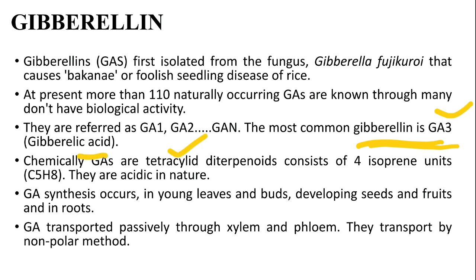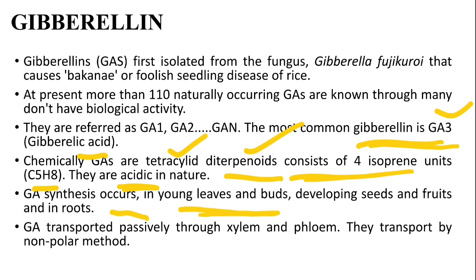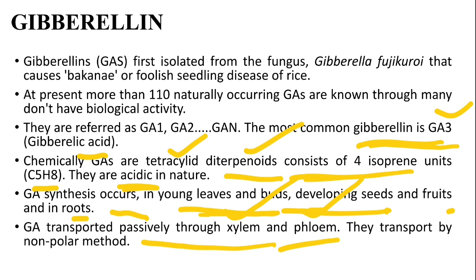Chemically, GA are tetracyclic diterpenoids consisting of 4 isoprene units, and the chemical formula of it is C5H8. It is acidic in nature, so known as gibberellic acid. Then gibberellic acid synthesis occurs in young leaves, buds, developing seeds, fruits and in roots. It is transported passively through xylem and phloem. They are transported by non-polar method.